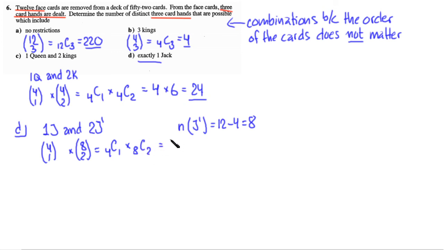4 choose 1 is 4. 8 choose 2 is 28. 4 times 28 is 112 different arrangements that involve one jack, or exactly one jack, as a matter of fact.